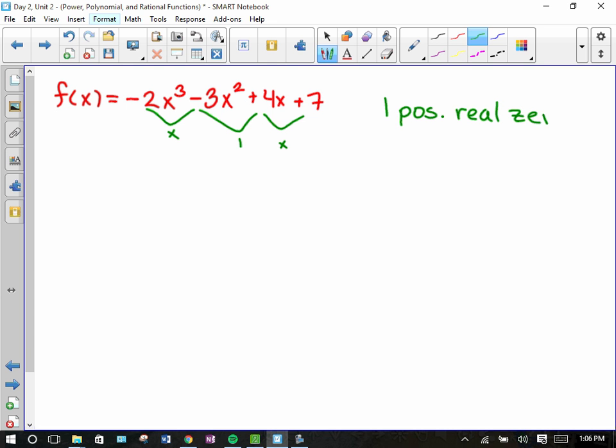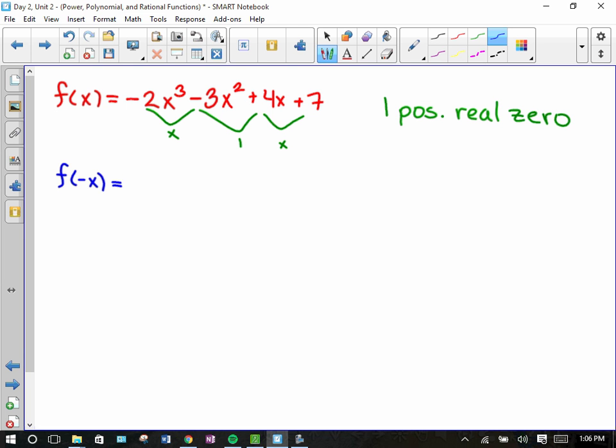So I know this graph crosses the x-axis one time on the positive side. Not more, not less, because I can't subtract 2 from 1 and remain with a positive number. Now, figure out the negative real zeros. I have to first of all find f of negative x.